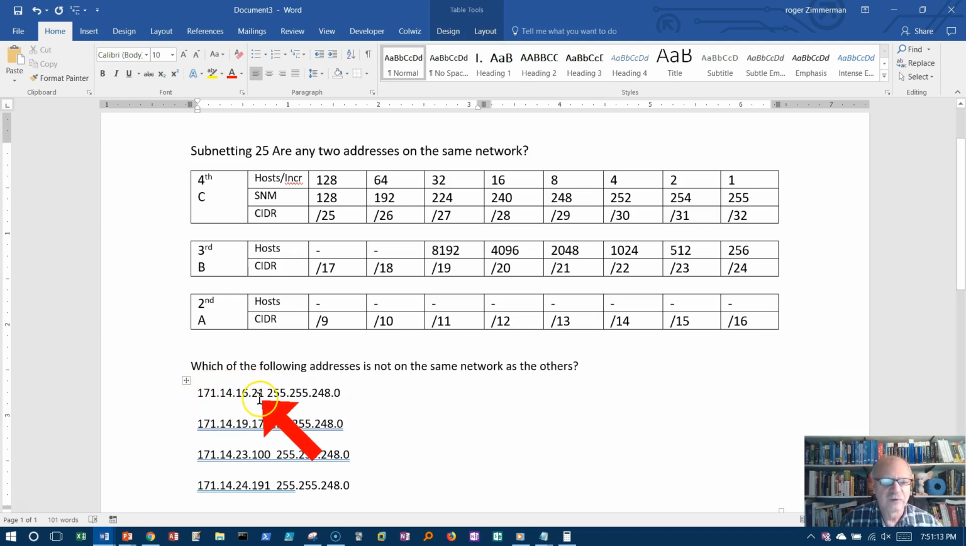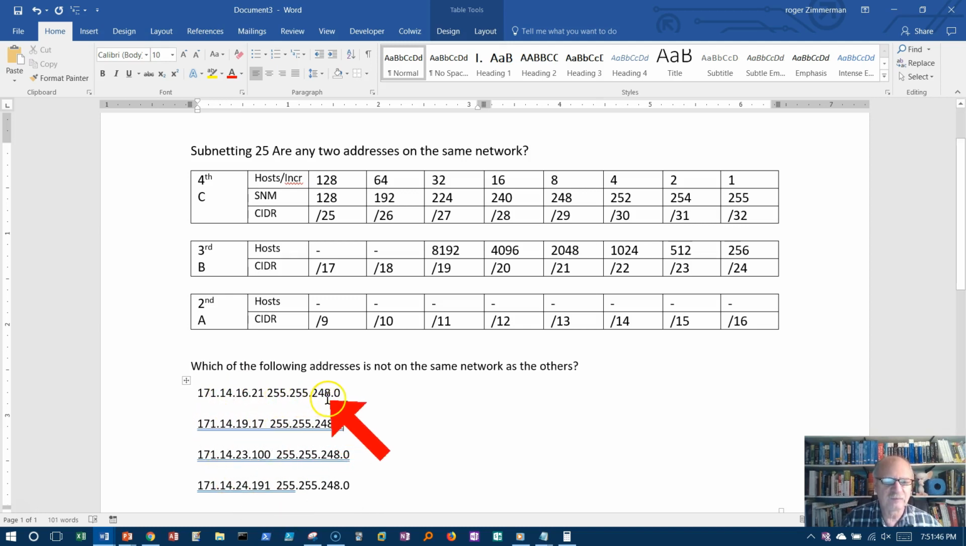One word of warning, and a question that comes up once in a while. What if you did an ANDing process and you discovered that 2 different addresses have the same looking network address, but the subnet mask is different? That can happen. And the answer to that is, if the subnet mask is different, they are different networks, period. But in this case, the subnet masks are all the same. So let's see where this falls on our chart and see if we can determine if these are all on the same network or not.